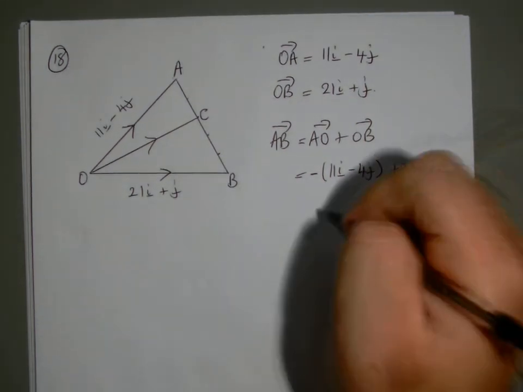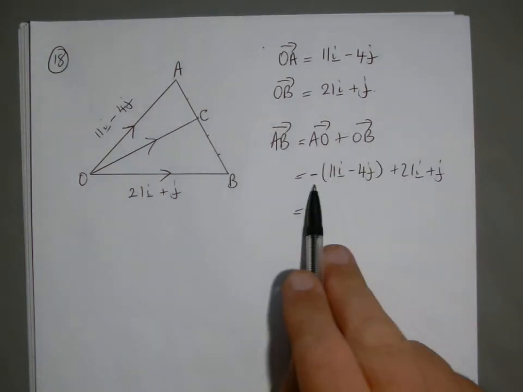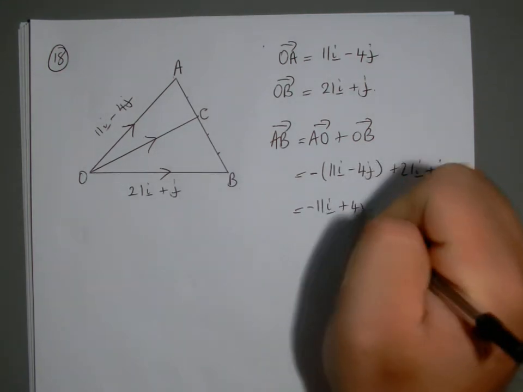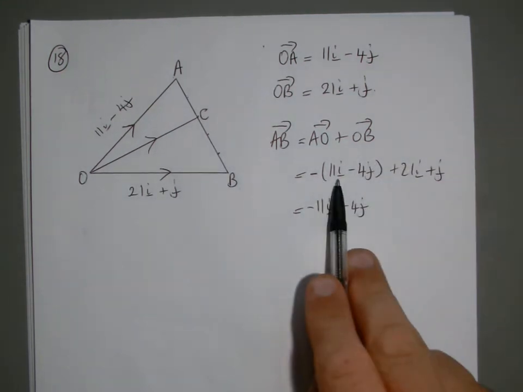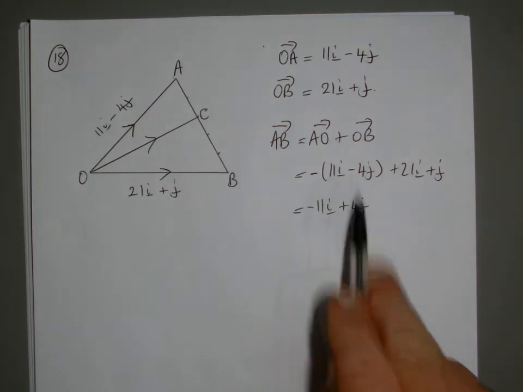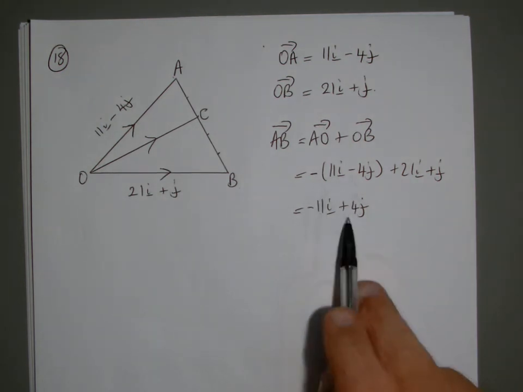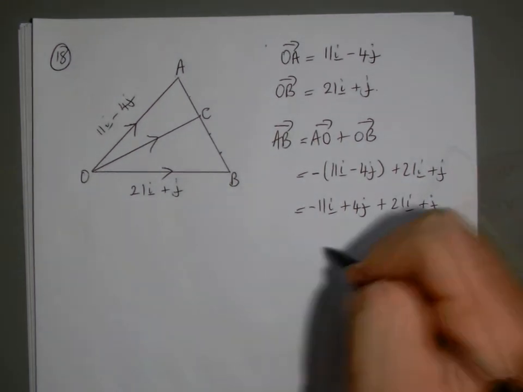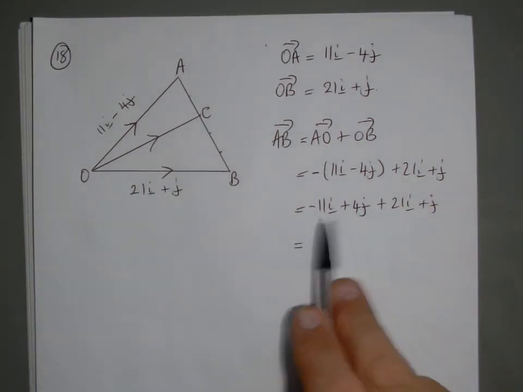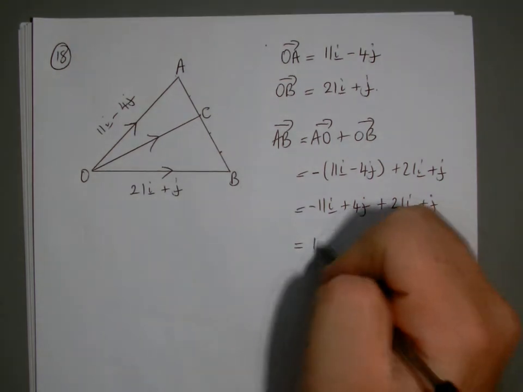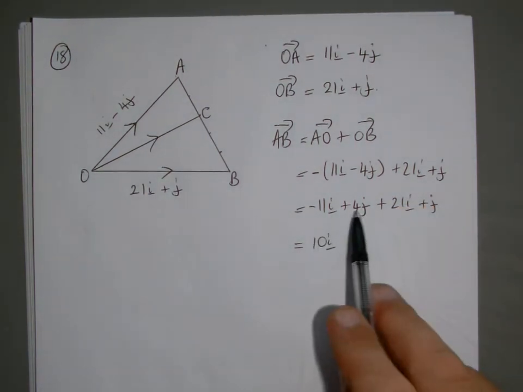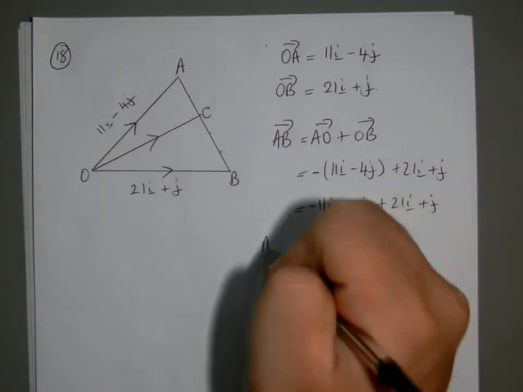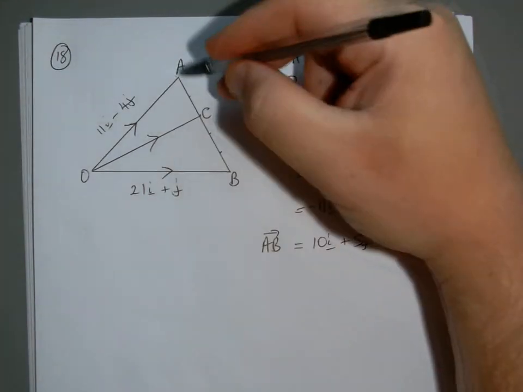If I apply that minus to that bracket, I get minus 11i plus 4j, because the minus applied to the minus gives you a plus, of course. Minus and the minus makes a plus. Plus then 21i plus j. So then I get that is 10i, and then that is 5j. So that's what my vector AB is. Okay, so I now know what that is.